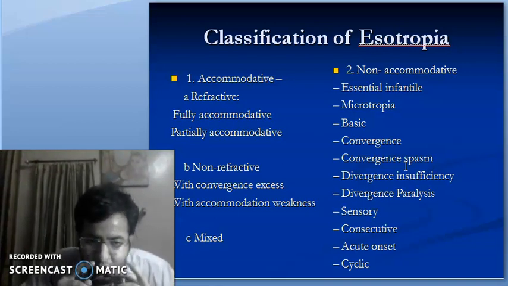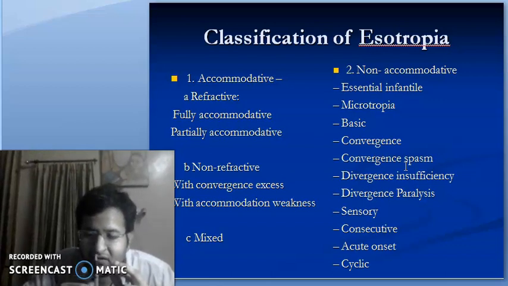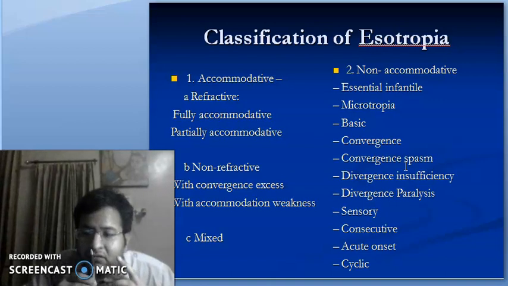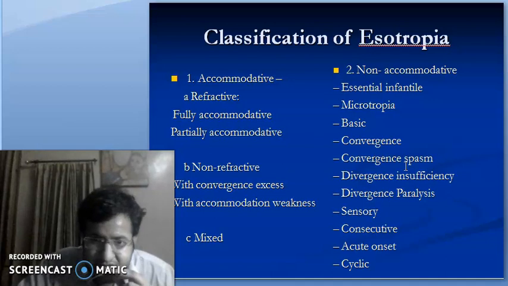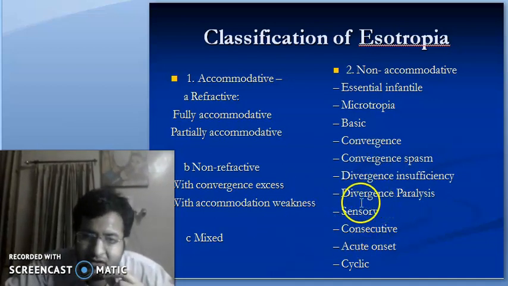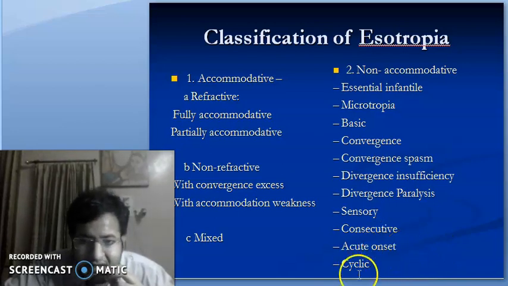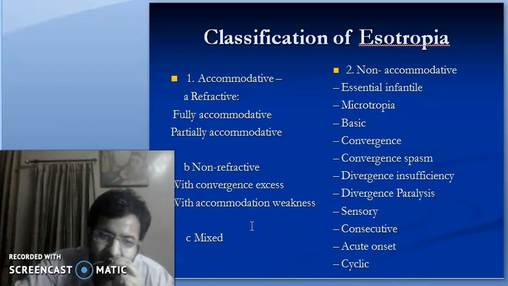Physiologically, whenever we look at a near object, our eyes converge, and whenever we look at far objects, our eyes diverge. Sensory esotropia occurs when the sensation of light from the object doesn't reach the eye. Consecutive esotropia occurs after surgery for exotropia. Acute onset esotropia or cyclic esotropia is due to neurologic causes.